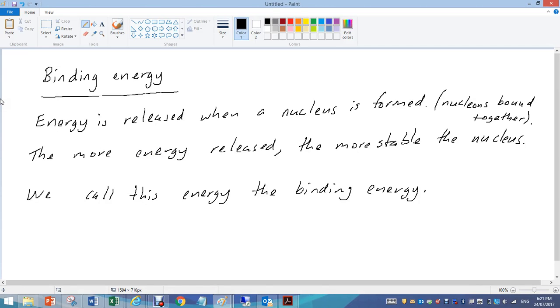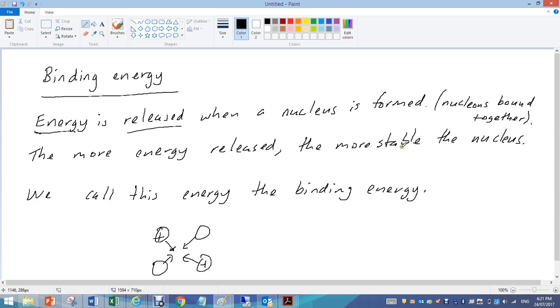I'm going to introduce an idea called binding energy. Energy is released when a nucleus is formed. Now what's nucleus formation? That's nucleons being bound together. So if you've got an isolated proton, neutron, neutron, proton, when these bind together, energy is released because a nucleus is formed.